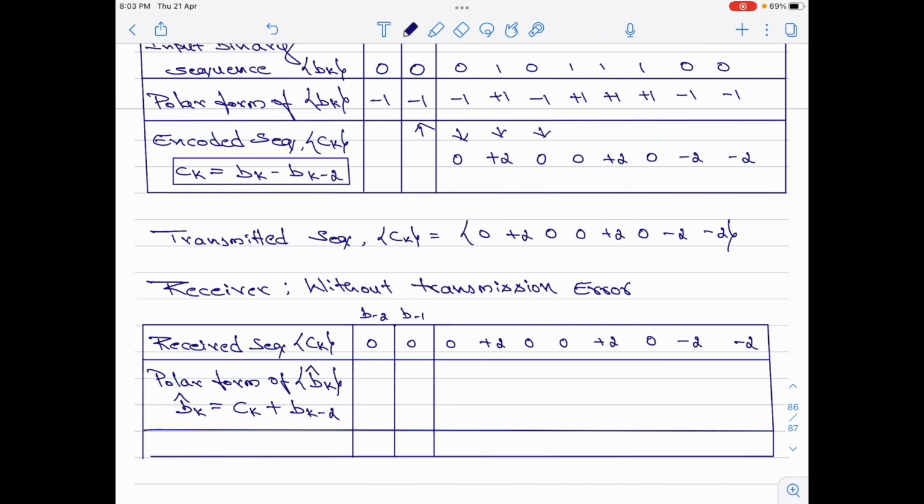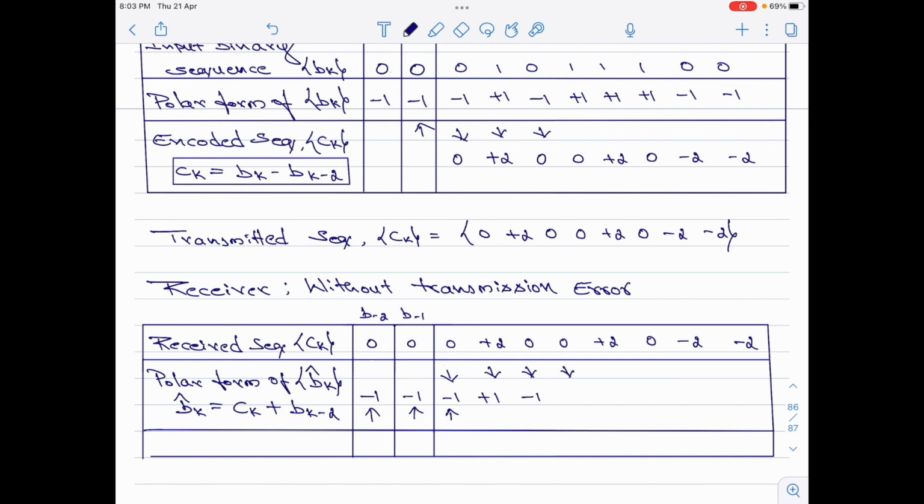Let me start the operation now. Before that, I will write the polar form of the initial bits. This would be -1 and -1. So, at this point, it is CK, which is 0, plus BK minus 2, which is -1. So, this would be -1. At this point, this is +2 plus -1, which is here. So, this is +1. At this point, it is 0 plus -1. So, it would be -1.